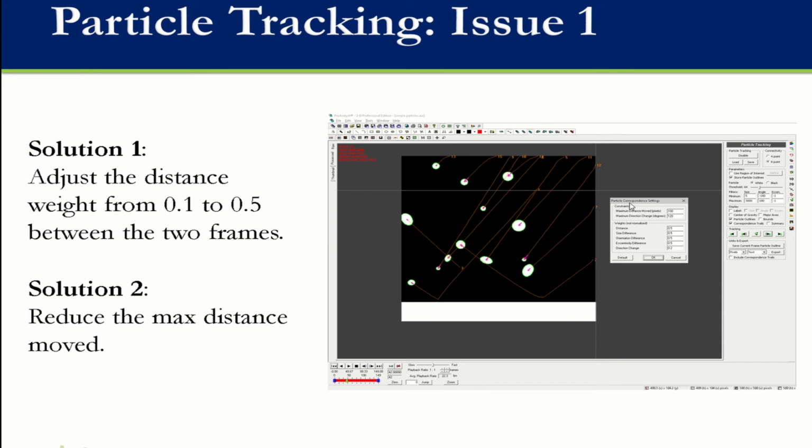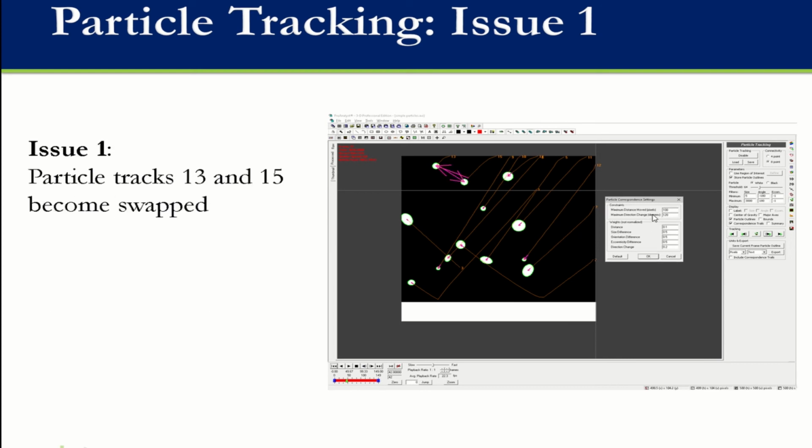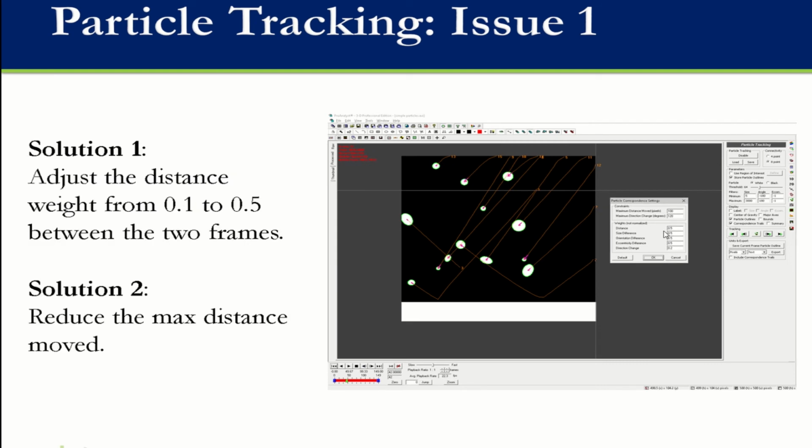And once you change that in this particle correspondence dialog, on the previous frame we see that the distance was 0.1, and on this current frame it is now at 0.5, and the problem is resolved. So by changing that value from 0.1 to 0.5, we're able to separate those two particles as two separate trails and two separate particles so that they don't get crossed.